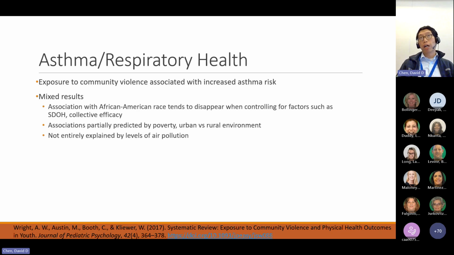One may also think, well, the neighborhoods in which firearm violence happens is more commonly in urban settings. Urban settings also tend to have more people. There also tend to be more vehicles there. Therefore, there also tends to be more air pollution. Could that be the correlation? And some of the studies done here found that the levels of air pollution did not entirely explain these changes in asthma exacerbation and risk in respiratory health. So there is potentially some other dynamic here that is specific to firearm incidents.